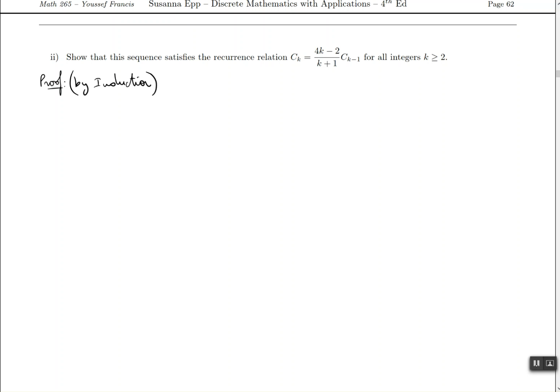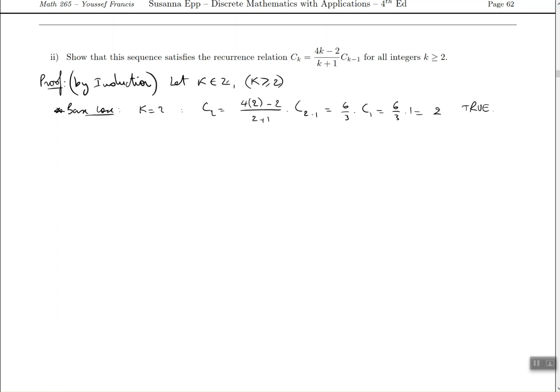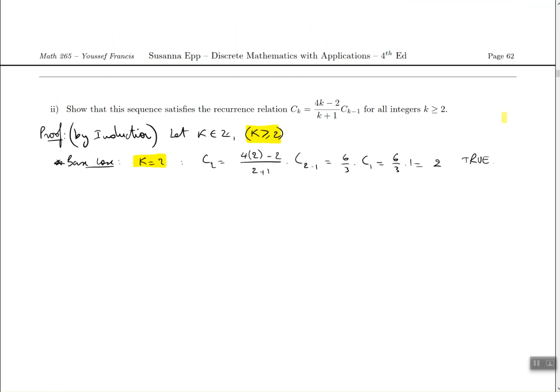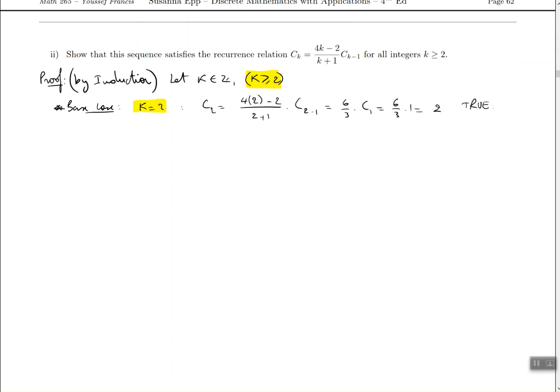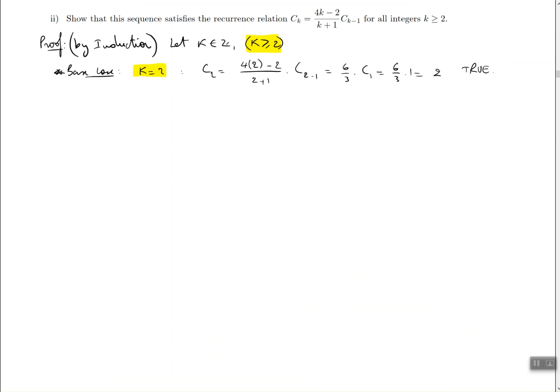So testing the base case when k is equal to 2, we end up with a true statement. So our value 2 matches what we had found earlier when we used the formula that was given. Okay, so base case is basically finished, and now we have to do the inductive hypothesis. So let me go ahead and start with the inductive hypothesis.